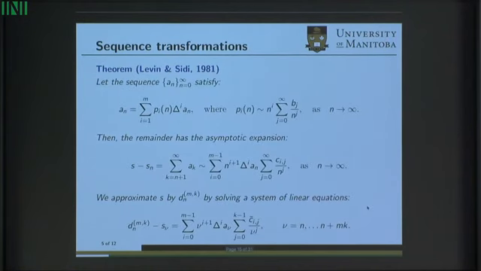So this is a theorem of Levin and Sidi from 1981. Let the sequence satisfy an mth order linear homogeneous difference equation with variable coefficients that have Poincaré type asymptotic expansions as n tends to infinity. Then we take this right here, and we sum it by parts. So we get S minus S_n, in other words, the remainder.